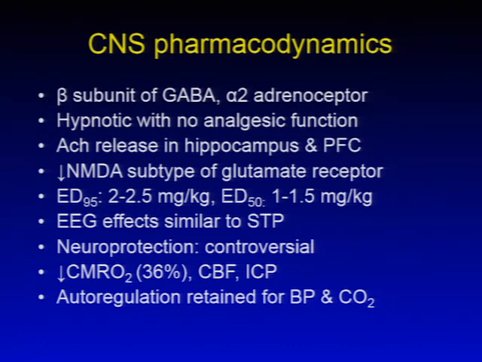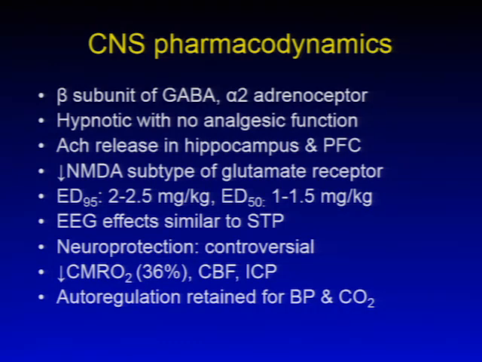Acetylcholine release is induced in the hippocampus and the prefrontal cortex. And there's also a decrease in, or depression of, the NMDA subtype of the glutamate receptor. The ED95 is about 2 to 2.5 milligrams per kilo, ED50 closer to 1 to 1.5 milligrams per kilo. And the EEG effects are very similar to sodium thiopental.